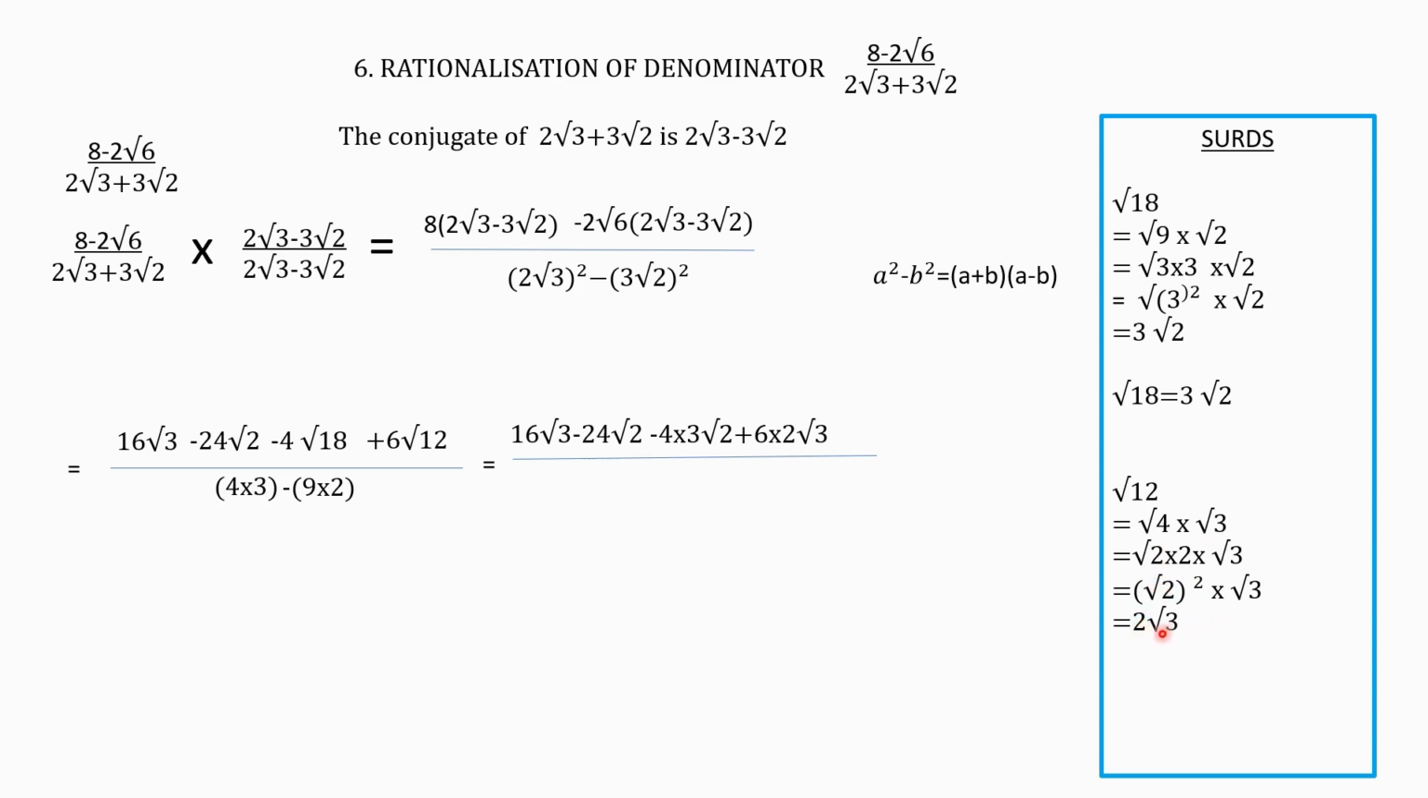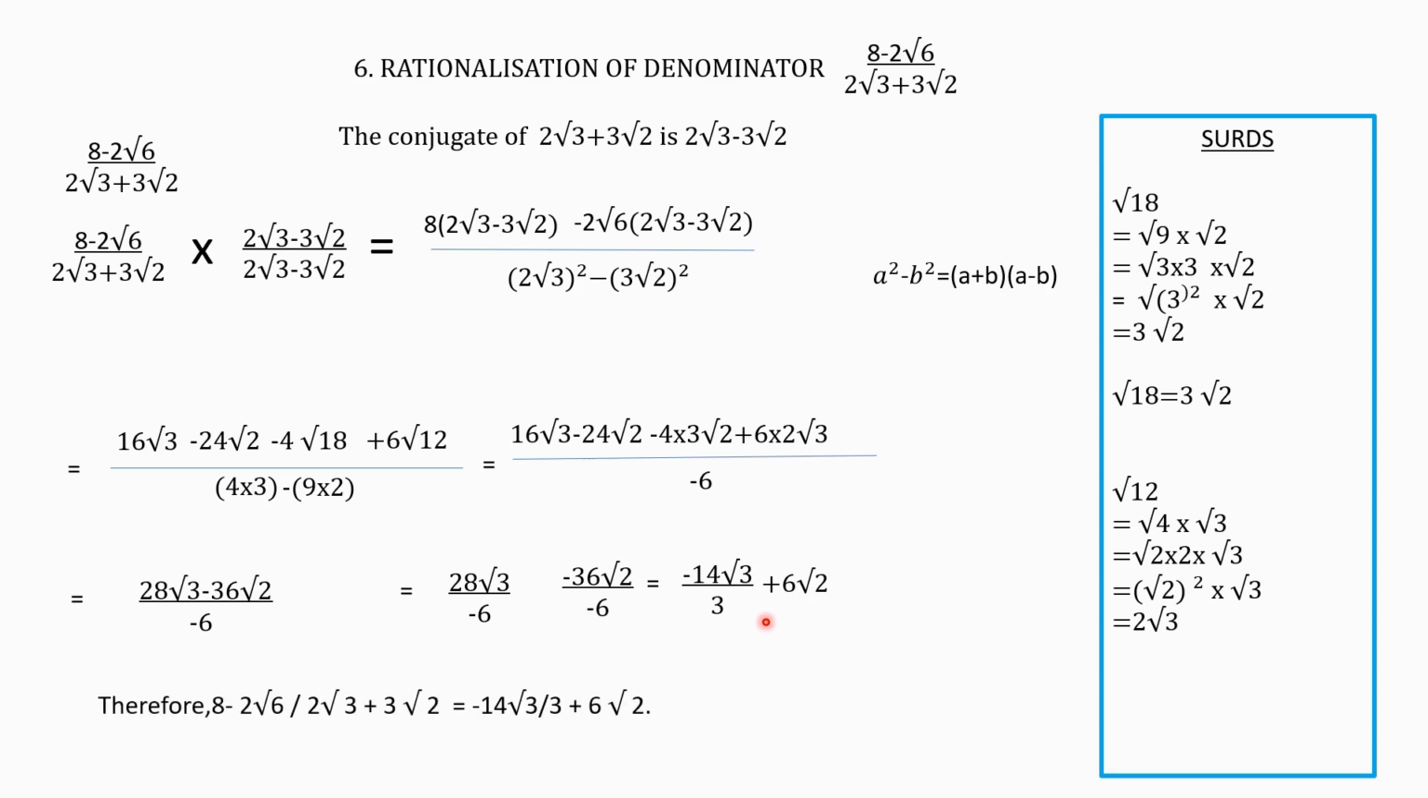Now, add or subtract the like roots accordingly. We have 28 root 3 minus 36 root 2. After simplifying, we have here minus 14 upon (3 into root 3 plus 6 root 2). Therefore, (8 minus 2 root 6) by (2 root 3 plus 3 root 2) is minus 14 upon (3 into root 3 plus 6 root 2).